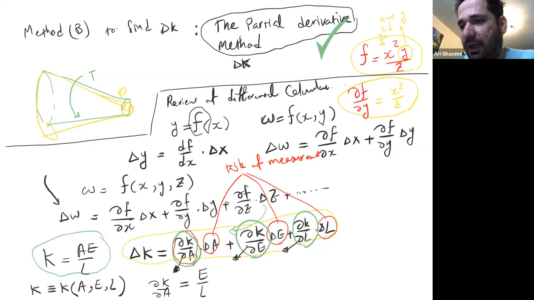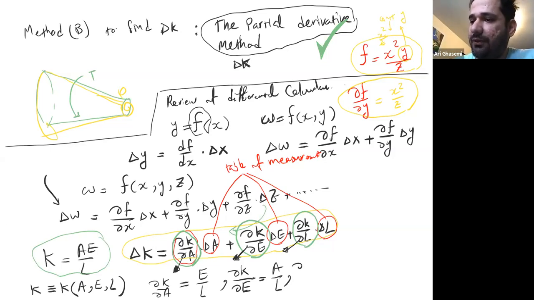Now let's go to the second one. Derivative of k with respect to E. What do I put here? A over L. A over L. Perfect.